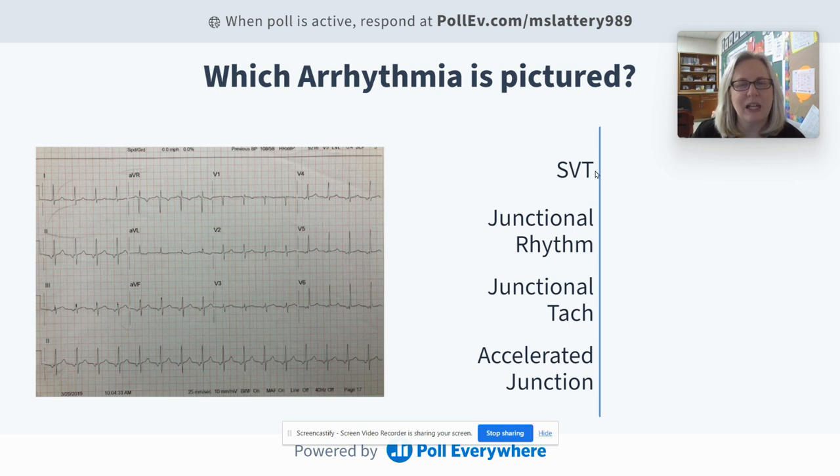So we just did SVT. It can't be SVT because it's not fast enough, number one. 300, 150, 100. It's only 100 beats per minute. Definitely we can throw that one out. Plus I don't see any ST depression. So these are all junctional.